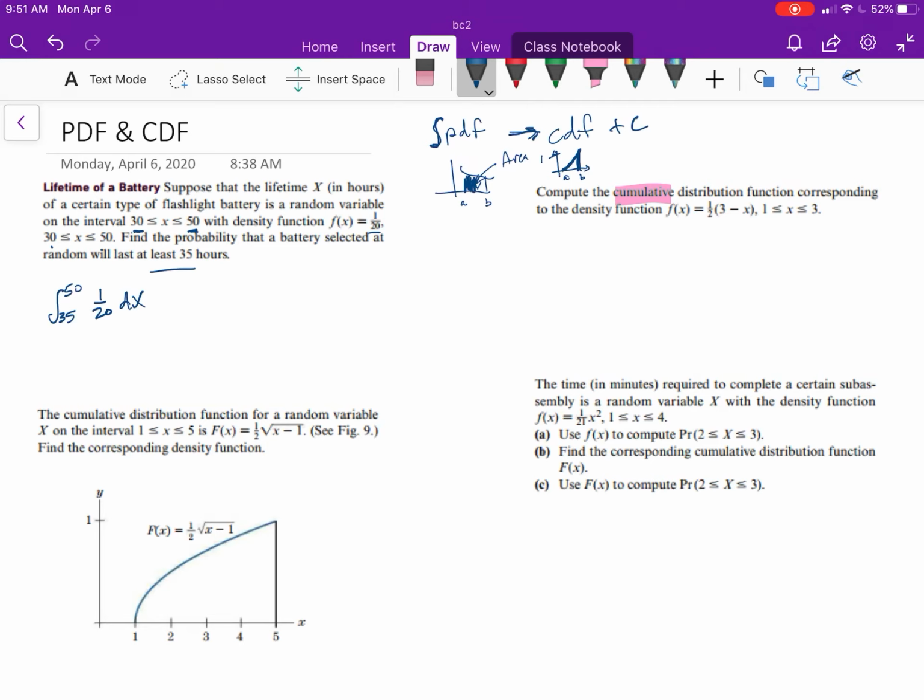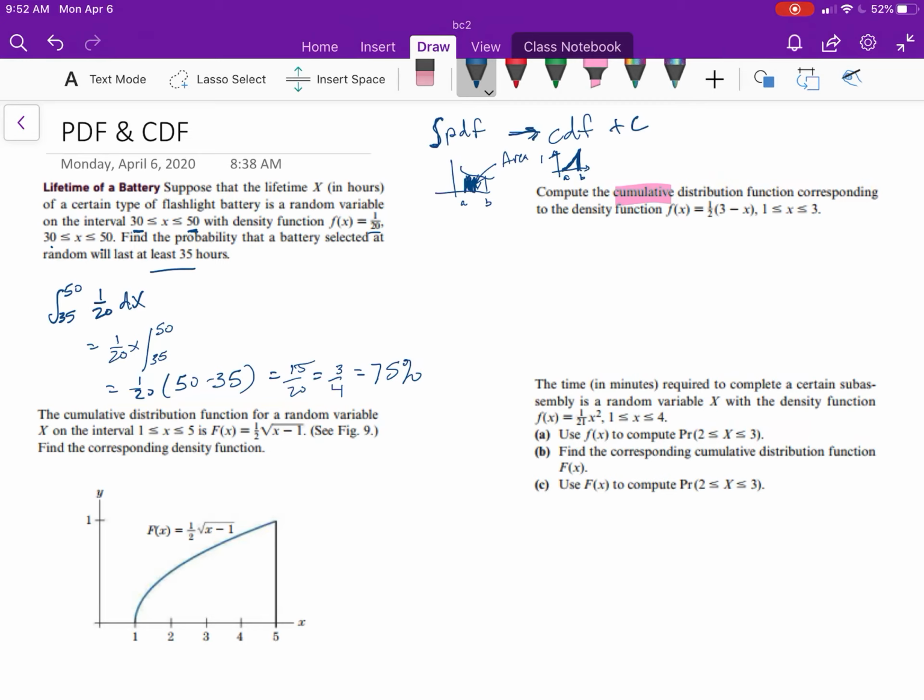And integrate this, it's just a constant, so we get 1/20th x from 35 to 50, and therefore 1/20th multiplied by 50 minus 35, or 15/20, which is 3/4. And probability, usually we talk about probability as a percent, 75%. So the probability some random flashlight selected will last more than 35 hours is 75%.